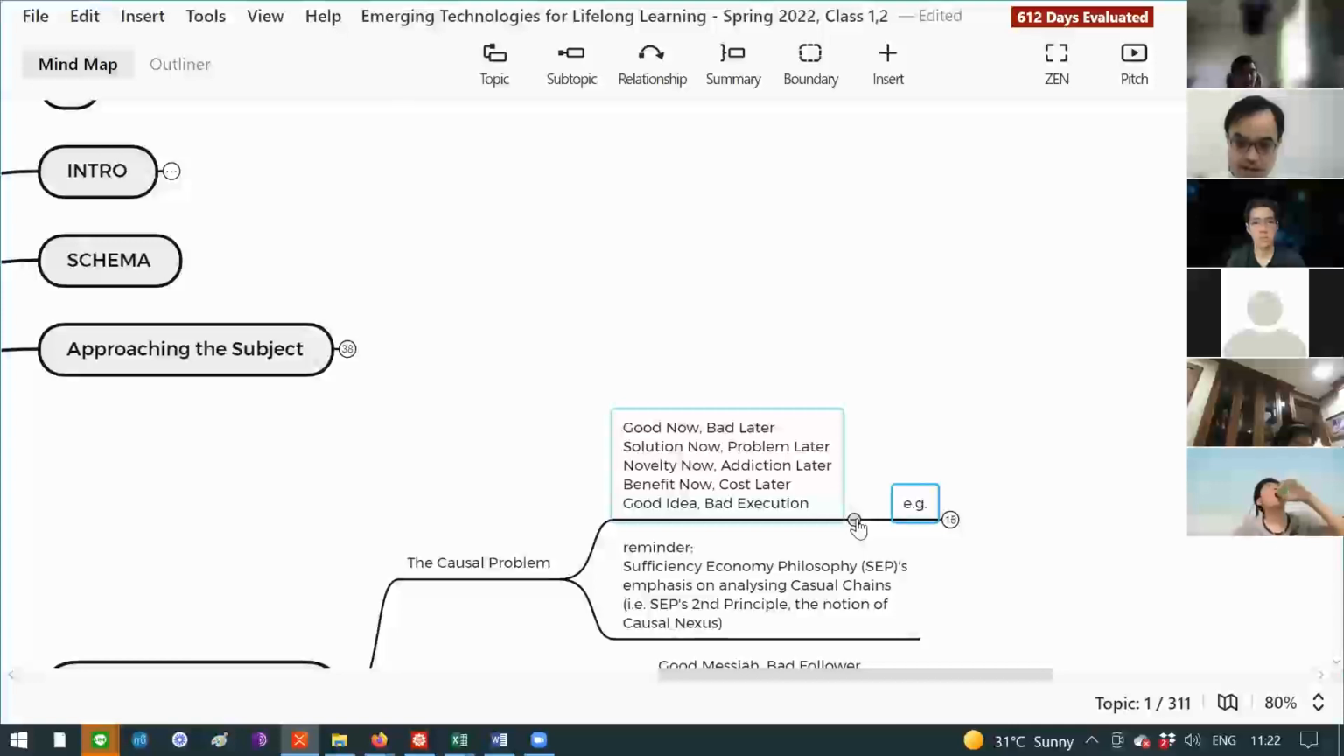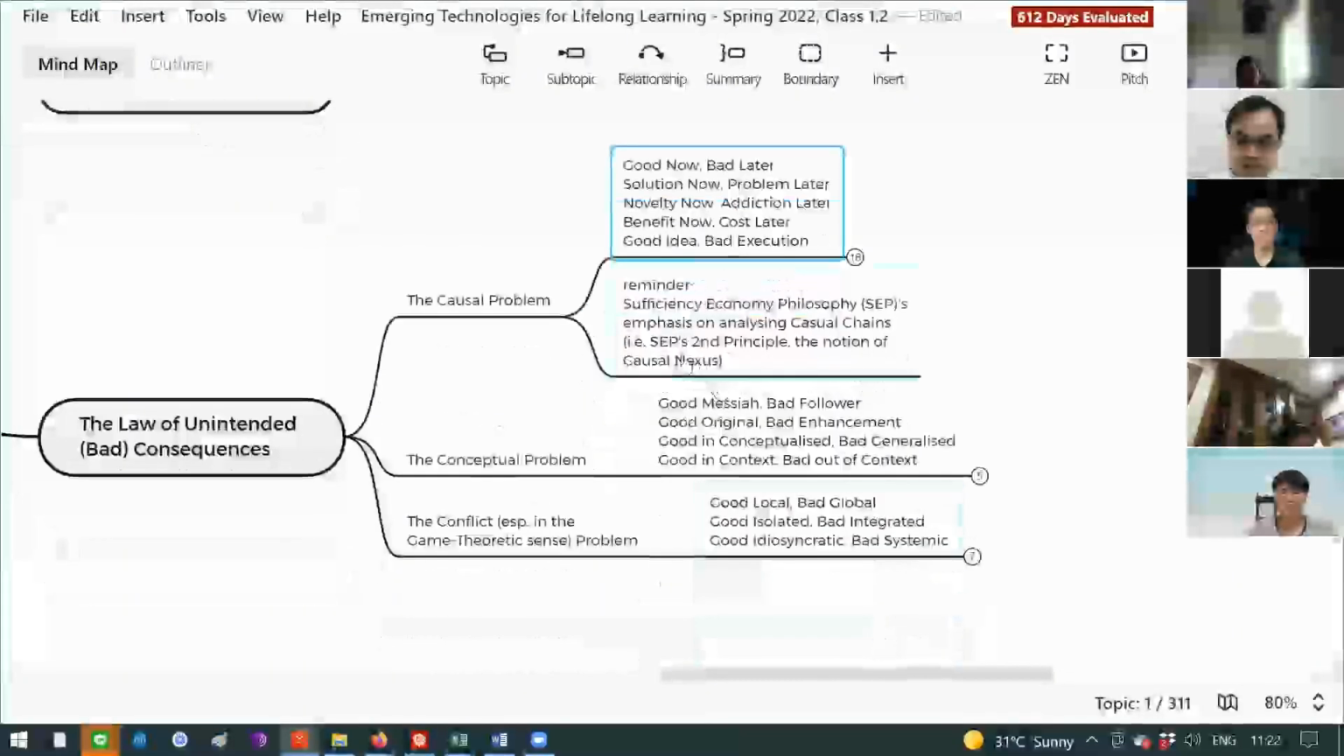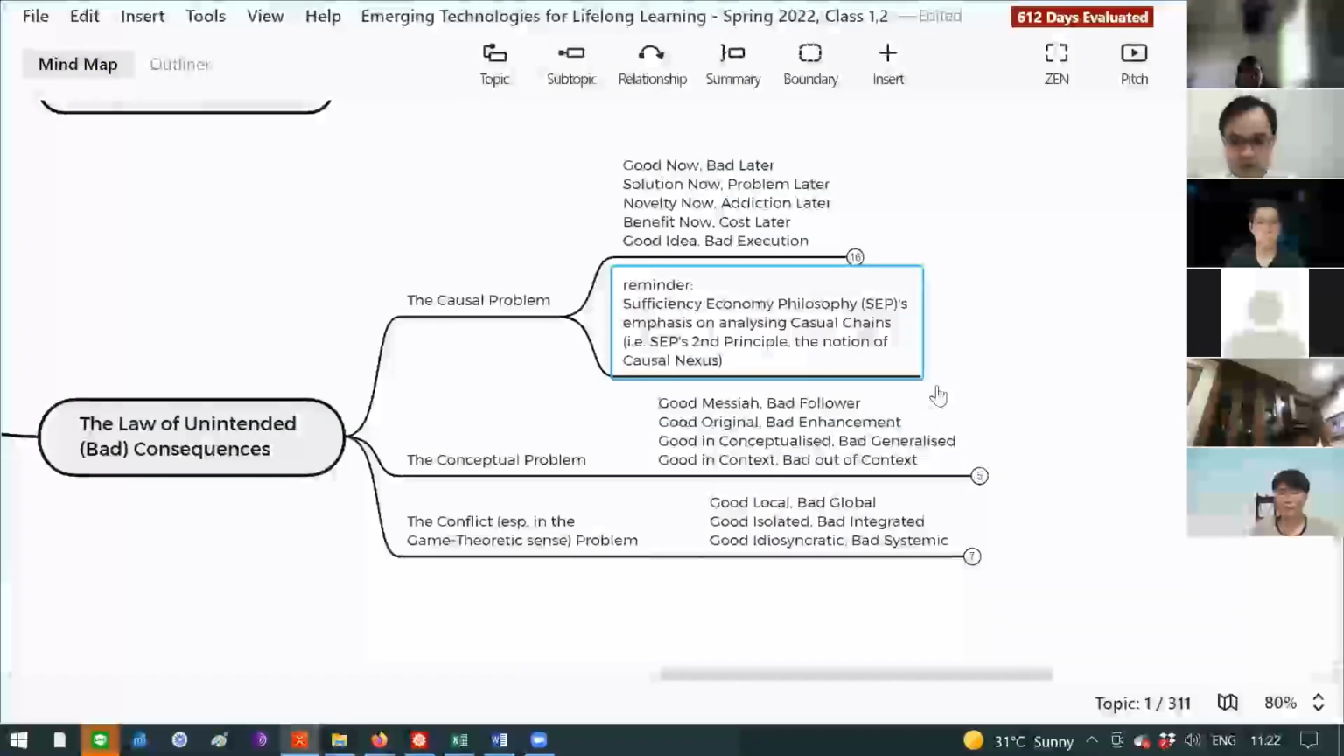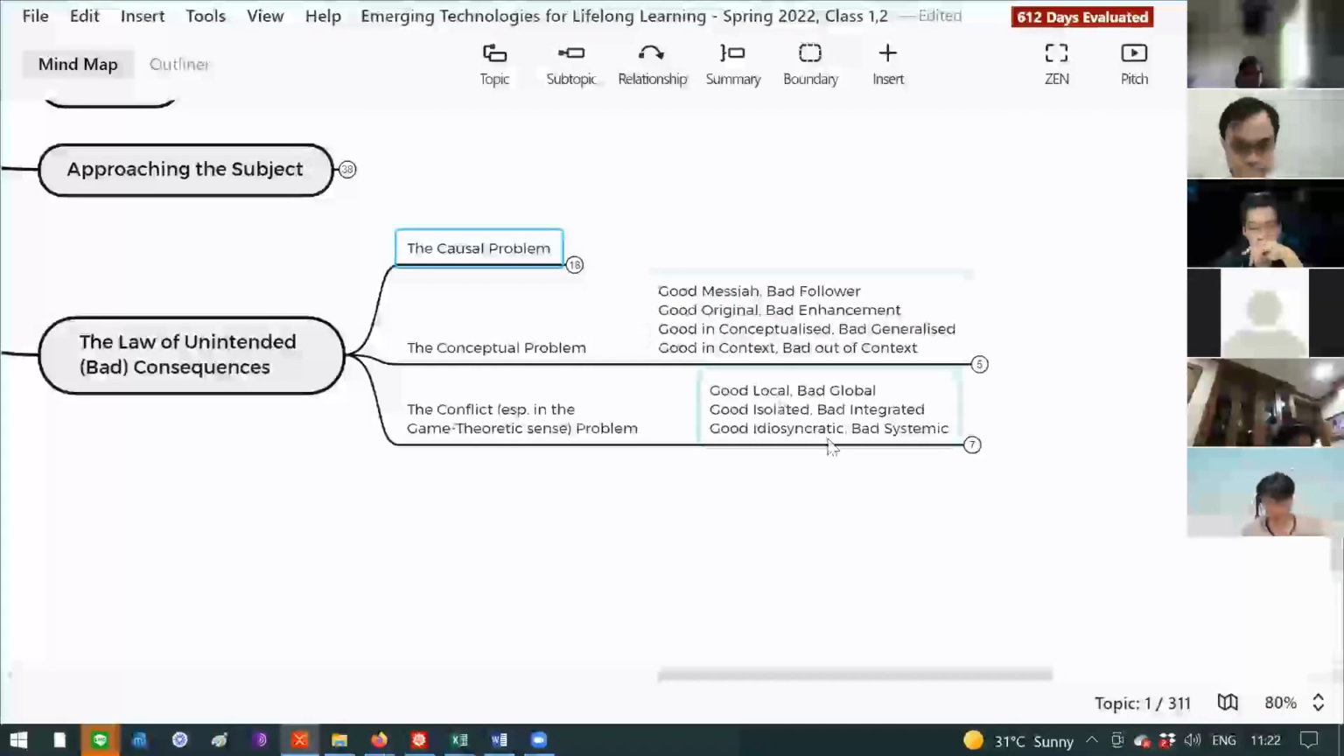That happens a lot, and that's why we have to talk about sufficiency economy philosophy. In particular, the second principle emphasizes the notion of causal nexus, working out, analyzing the causal chain, right? Before you commit yourself to any kind of project or endeavor.